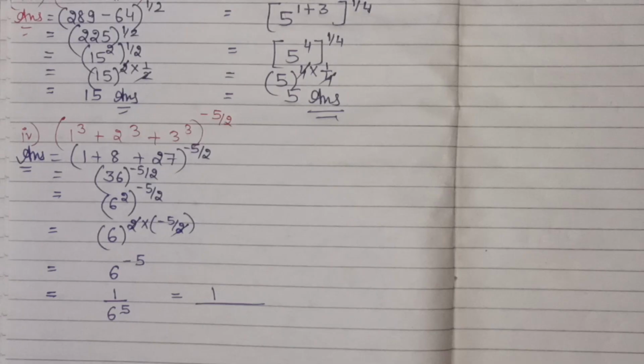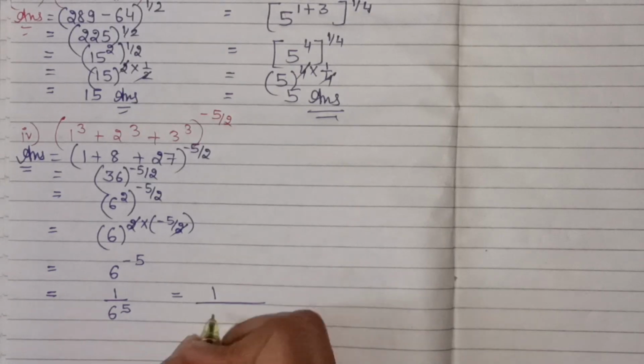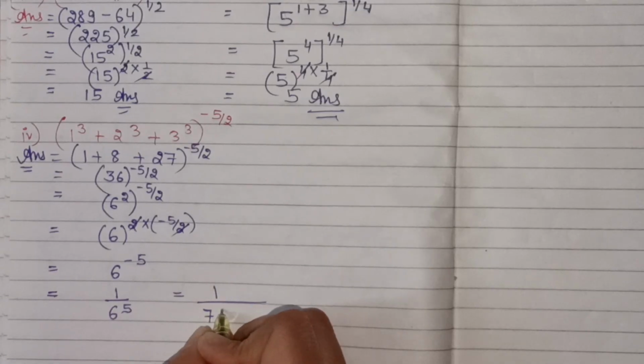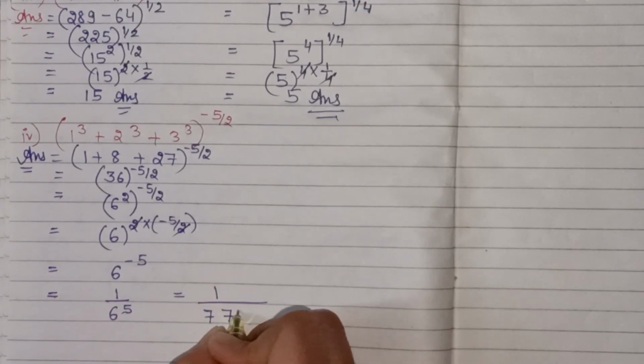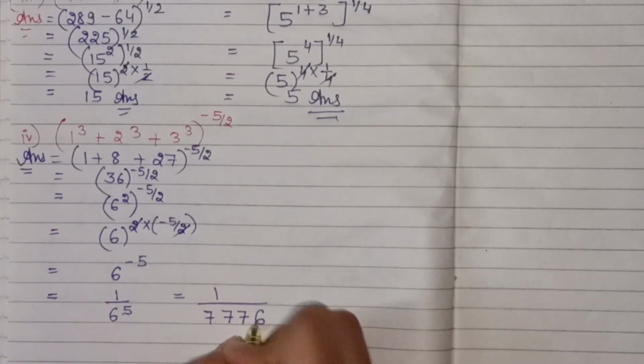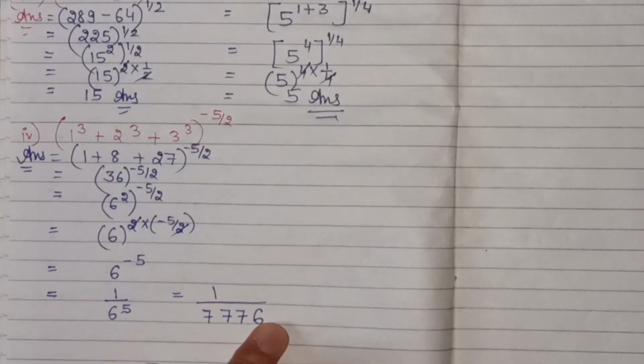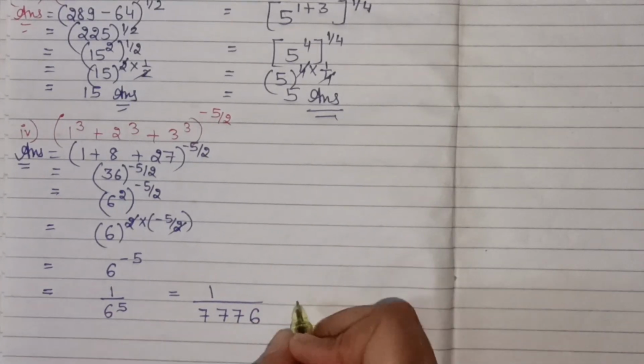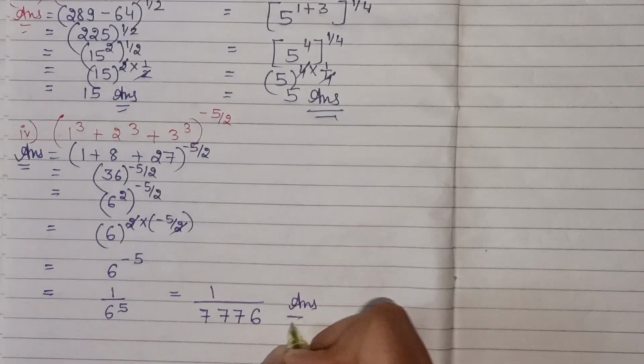or you can also do this multiplication in the rough work, then which is equal to 7,776. 1 upon 7,776. This is our answer of this question.